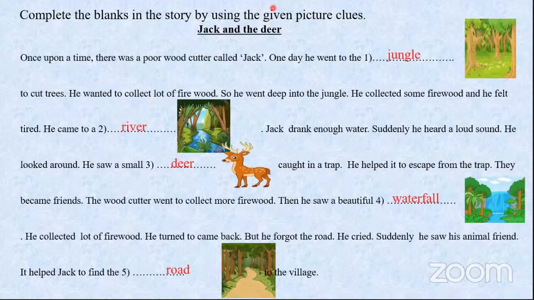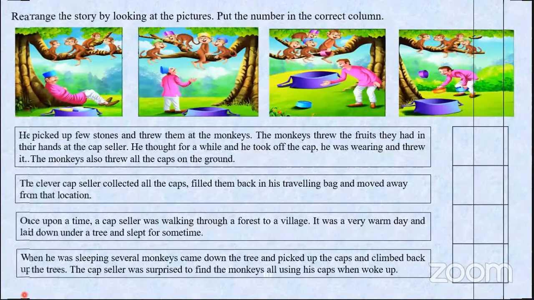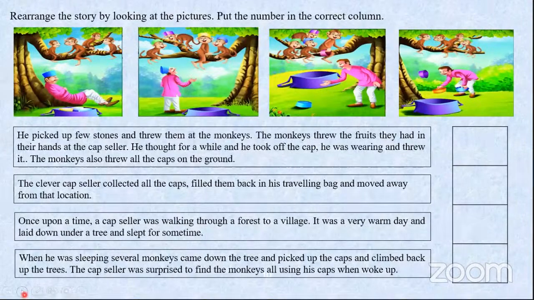And now let's move to the next activity. And another story is there, right? Another story is there. This is a famous story that you have heard many times. ඔගොල්ලෝ අහලා තියෙන story එක. Rearrange the story by looking at the pictures and put the correct number in the correct column, right? එතකොට මේ පින්තූරේ තියෙන්නේ ඔයගොල්ලන්ගේ මේ story එකේ පිළිවෙලට, right?